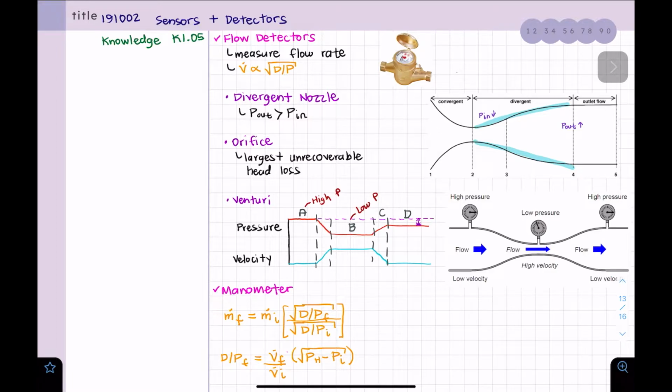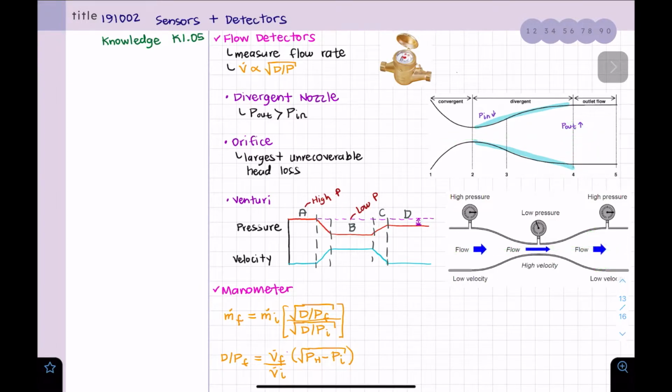Okay, so the divergent nozzle. Let's review this because I think it's important. So divergent nozzle, what is that? So a nozzle is something that generates thrust. So the objective of a nozzle is to increase its kinetic energy, increase the kinetic energy of a flowing medium at the expense of its pressure and internal energy. So that's what it's trying to do.